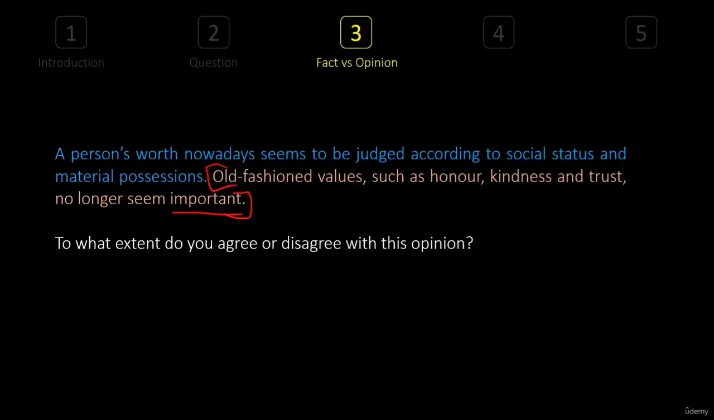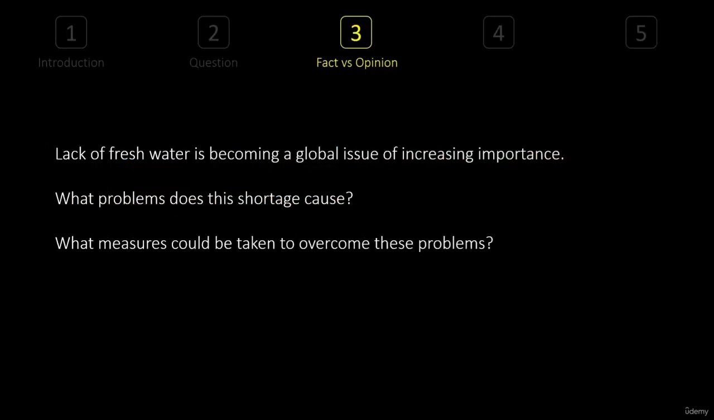So our point is to figure out what is a fact and what is an opinion in a question. Chances are that you might get a single statement and it might be a fact only. Look at this one: lack of fresh water is becoming a global issue of increasing importance. This is an essay question. There will be more; you must have seen the general information below in the previous question.